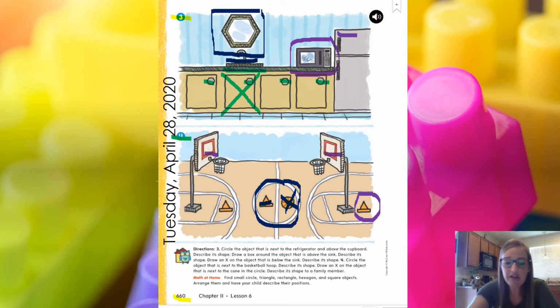Good job. You completed lesson 6 that was all about shapes and position.